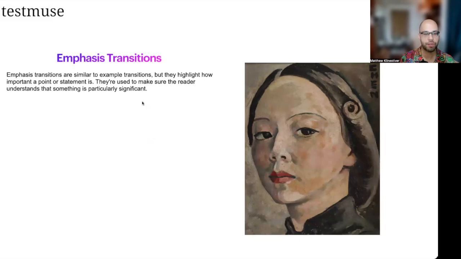Emphasis transitions, they're similar to example transitions, but they actually want to highlight just how important a pointer statement is. And so they're adding emphasis to what came before. I often give the example, Bangkok, Thailand is one of the world's hottest cities. In fact, the World Meteorological Agency declared it the hottest major city in the world, right? That would give a statement that emphasizes the information that came before.